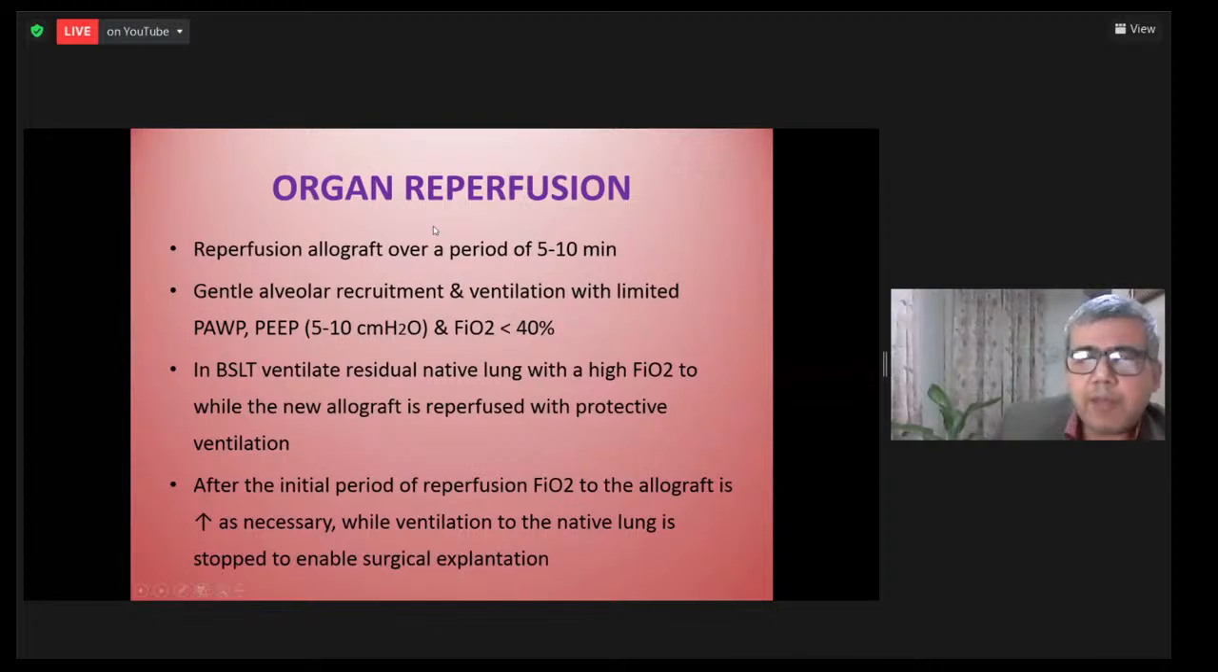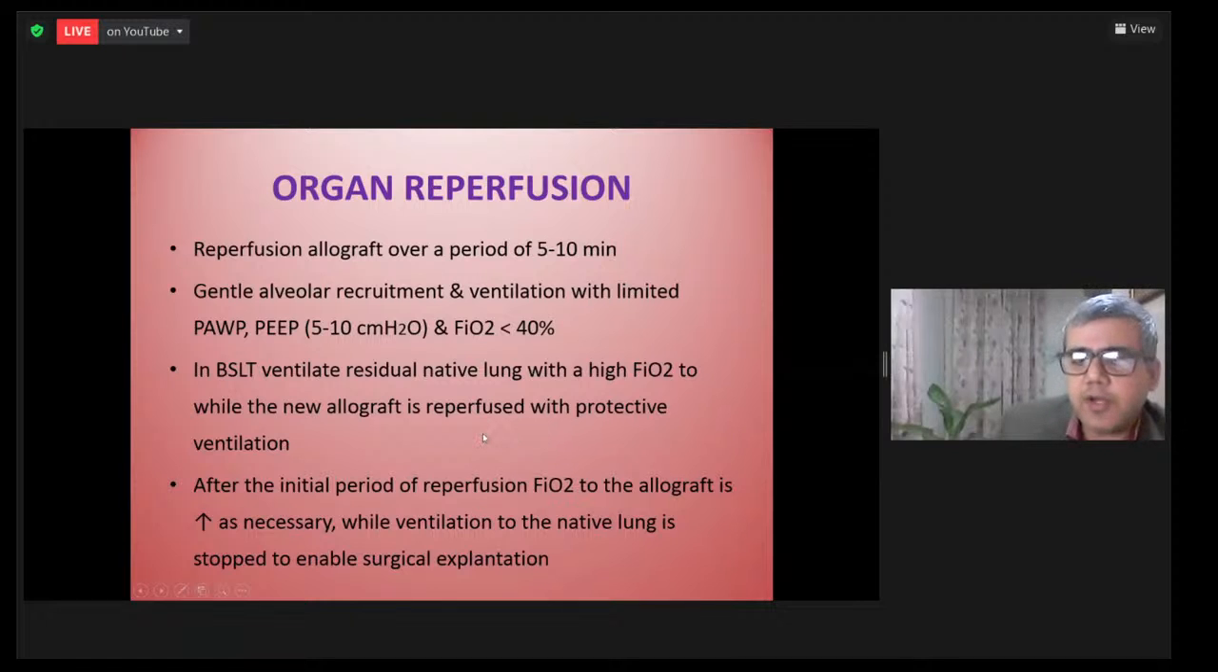Now, what happens at the time of organ perfusion? If you are doing a double lung transplant, when you reperfuse the organ, the allograft should be reperfused slowly over a period of 5 to 10 minutes. The lung which is transplanted first, you do gentle alveolar recruitment and ventilate, limiting the peak airway pressures to less than 30, using a PEEP of 5 to 10 with an FiO2 of less than 40. Whereas the native lung is ventilated with a high FiO2, while the new allograft is reperfused and protected.